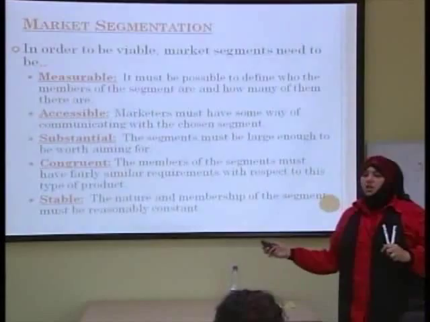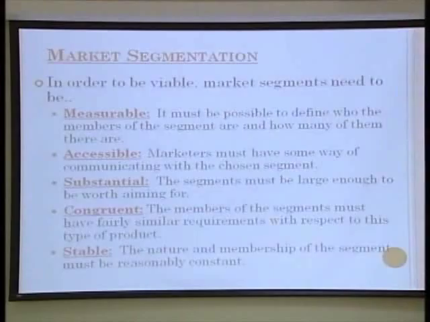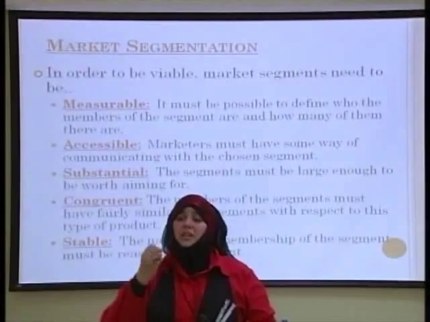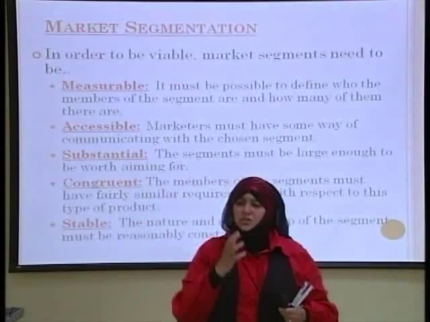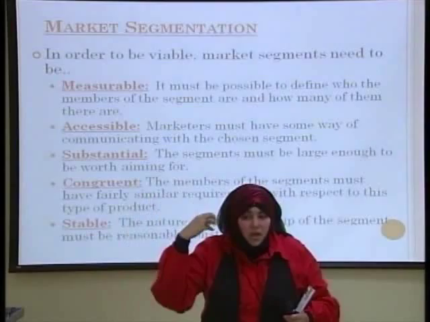In order to have a viable market segment, the segment should be measurable. What do you mean by having a measurable segment? This means that it must be possible to define who the members of the segment are and how many of them there are, which means that you can say that I have a market segment of 10,000 customers. Which is really low, but you can measure it. It's not like you sell a product or select a segment without knowing how measurable the segment is. It's very important to get a measurable segment.